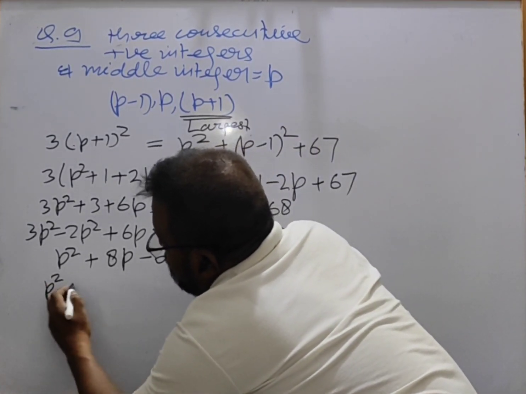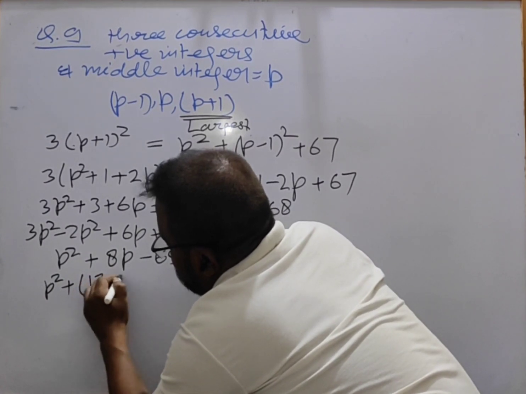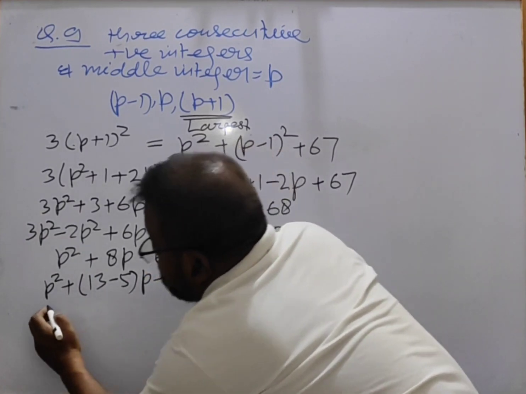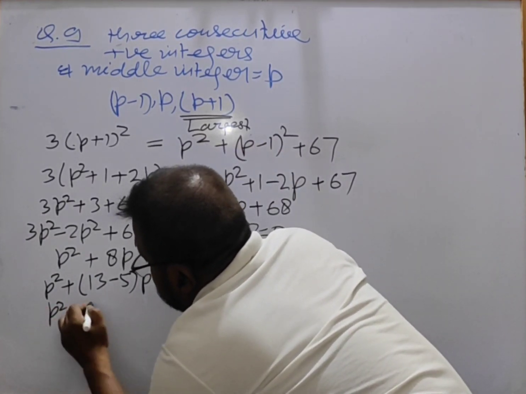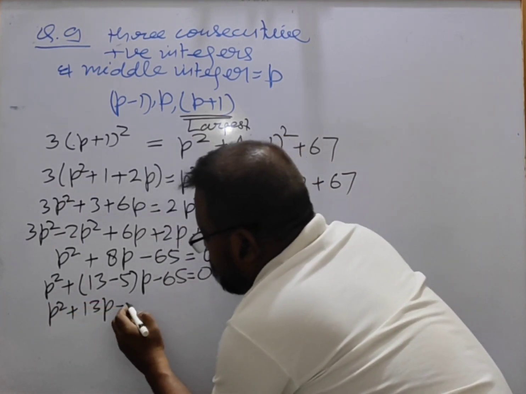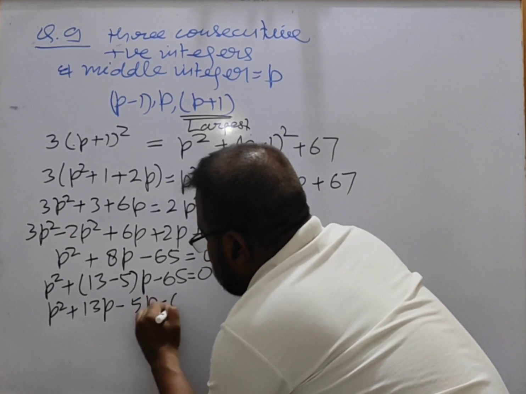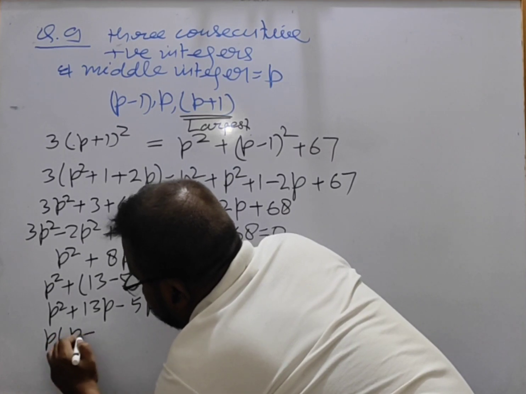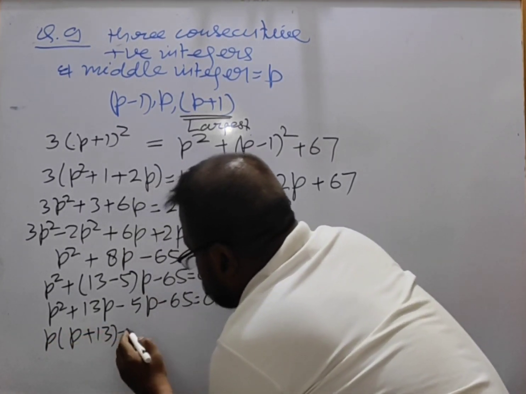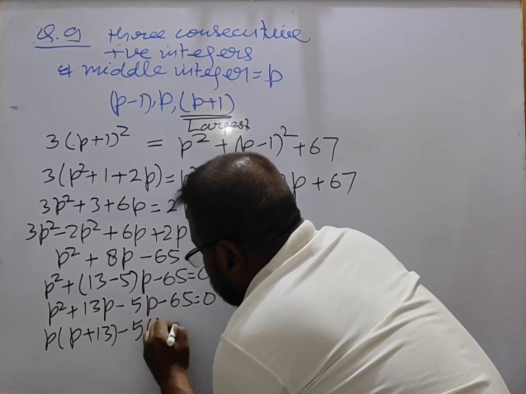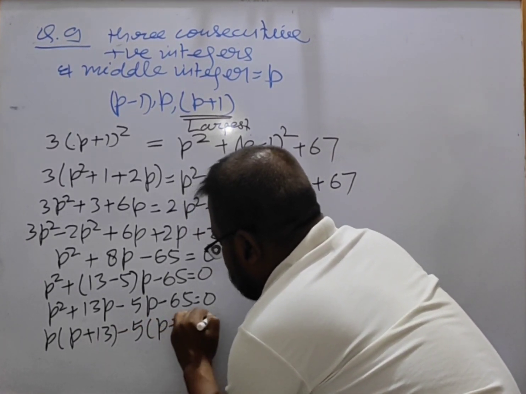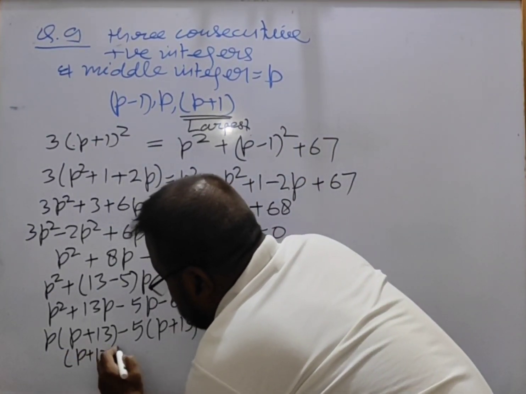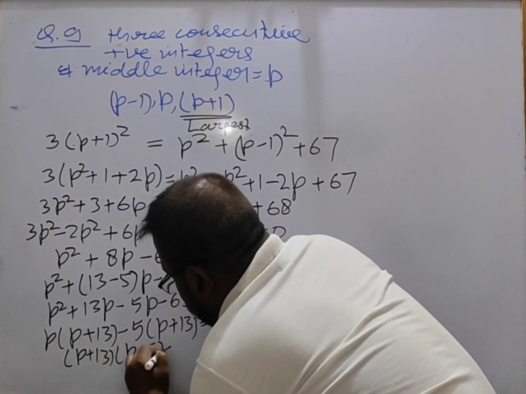So p square plus 13p minus 5p minus 65 is equal to 0. We take p as common: p(p plus 13) minus 5(p plus 13) is equal to 0. So (p plus 13)(p minus 5) is equal to 0.